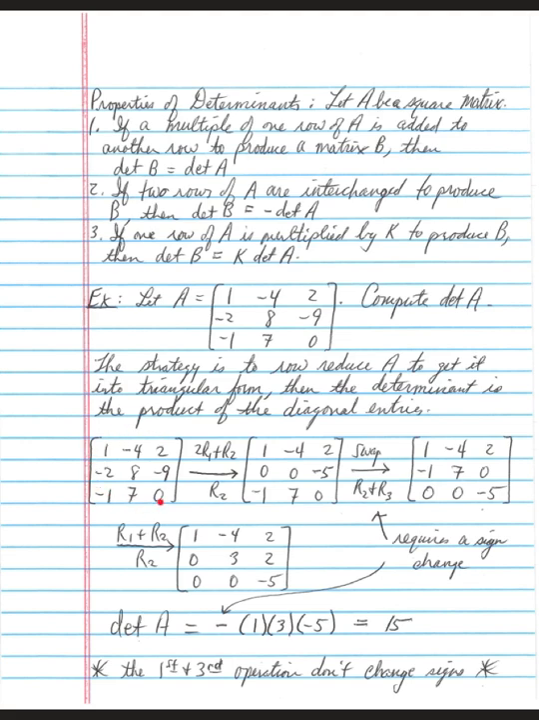Okay, so let's take matrix A. I'm going to take 2 times row 1 plus row 2 and put the answer in row 2. I'm going to recopy row 1 and row 3 because I'm not doing anything to those two rows yet. 2 times 1 plus negative 2 is 0. 2 times negative 4 plus 8, that's also 0. 2 times 2 plus negative 9, that's negative 5. I'm going to swap rows 2 and 3, nothing more.